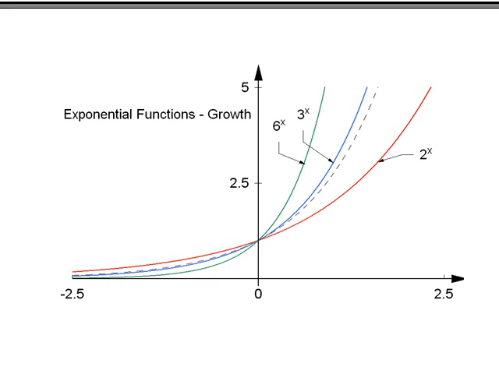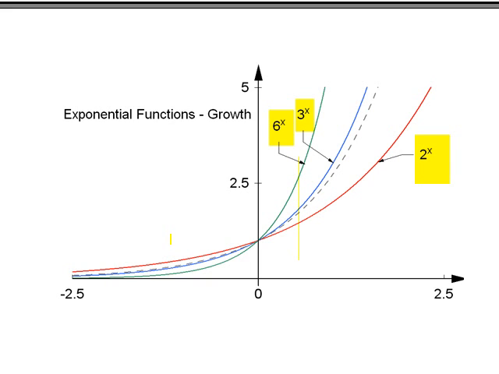Here's some graphs of growth equations. This is 2 to the x in red, 3 to the x in blue, and 6 to the x in green. Notice the order of the curves. 6 to the x is greater than 3 to the x is greater than 2 to the x when they're in the growth phase, like this.